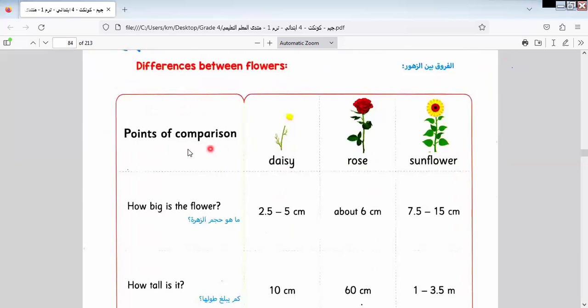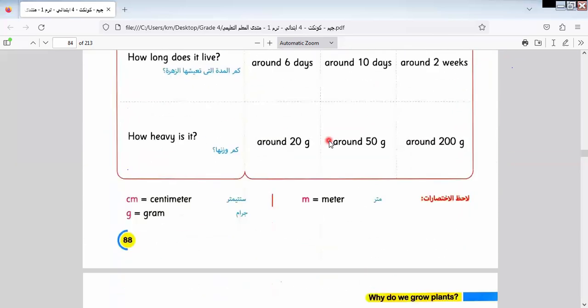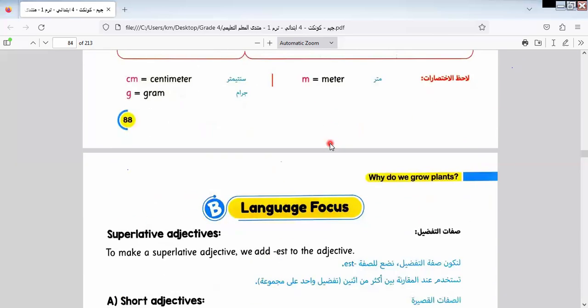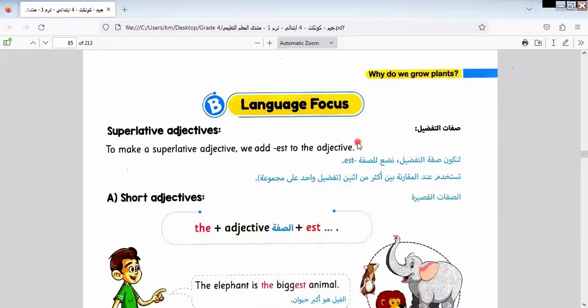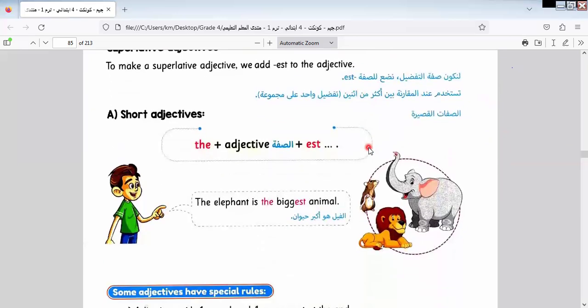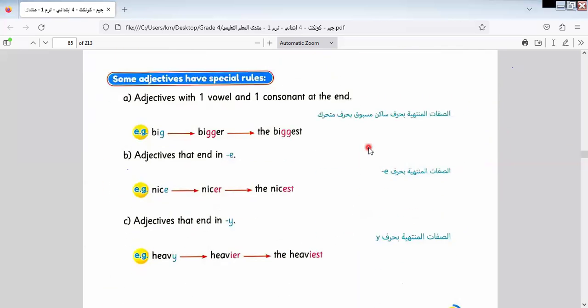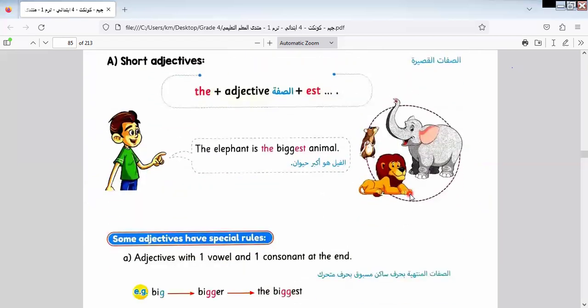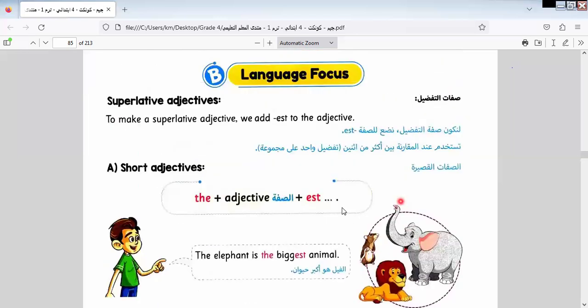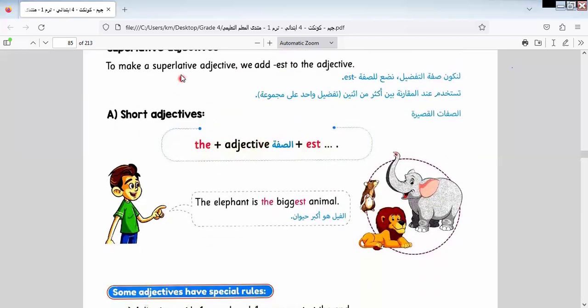Here we have points of comparison. I think you don't need to study this because it's not important, but it can come in the exam. I would like us in this part to do the comparative and to know the comparative and superlative. Let's go to this lesson. I explained this lesson before, but I will repeat it again. To make a superlative adjective, what can I do?